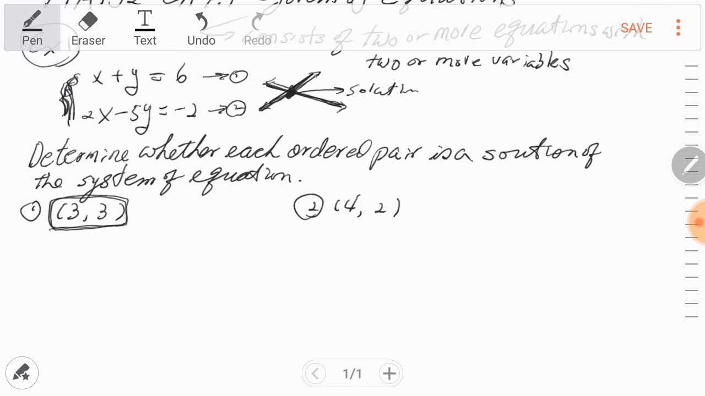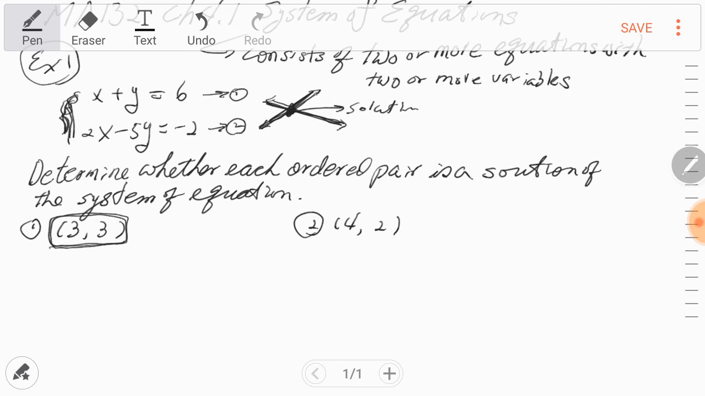So let's check the first equation to see if this point satisfies it. The first equation is x plus y is equal to 6. Let's check if this is equal. Substitute 3 and 3 for x and y. 3 plus 3 is 6, and this is equal to 6. So it satisfies the first equation.